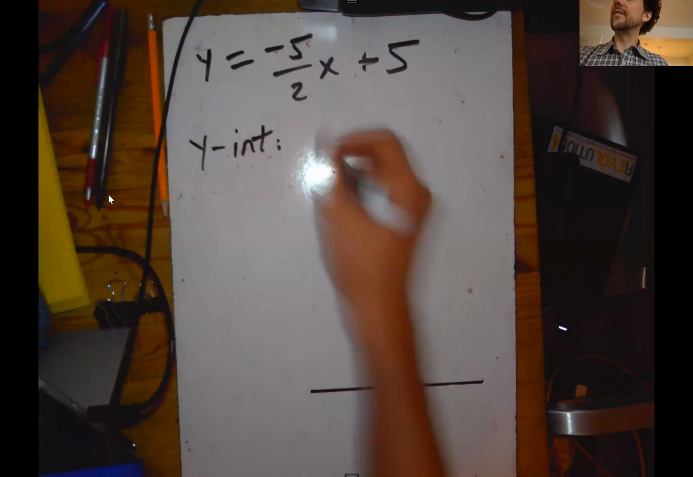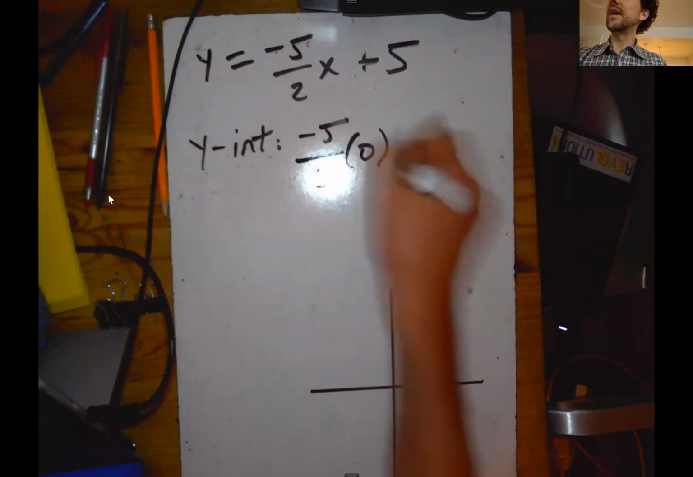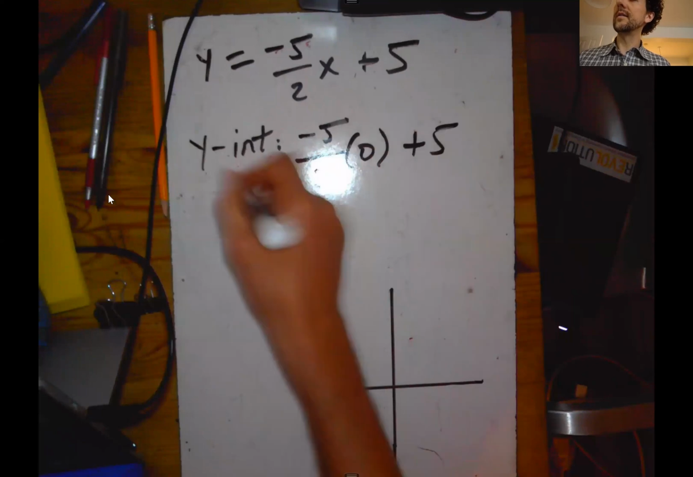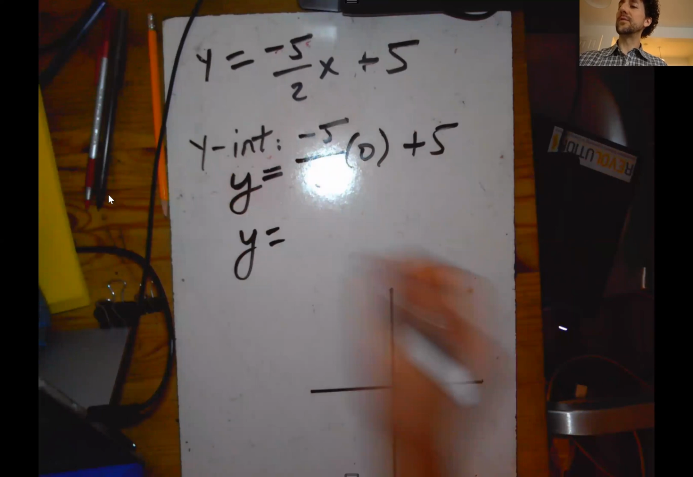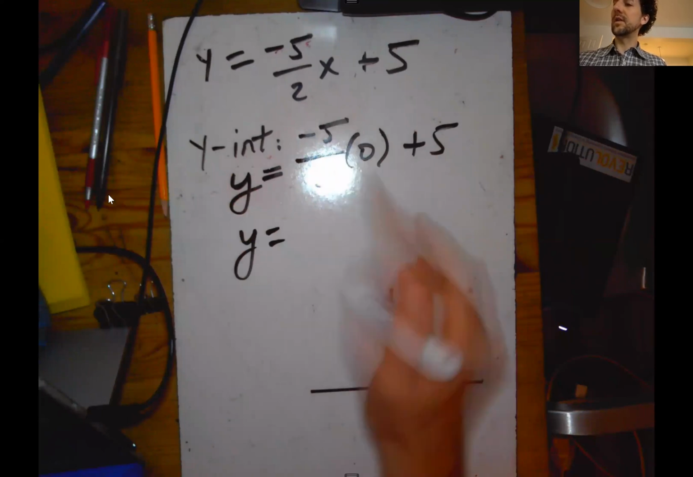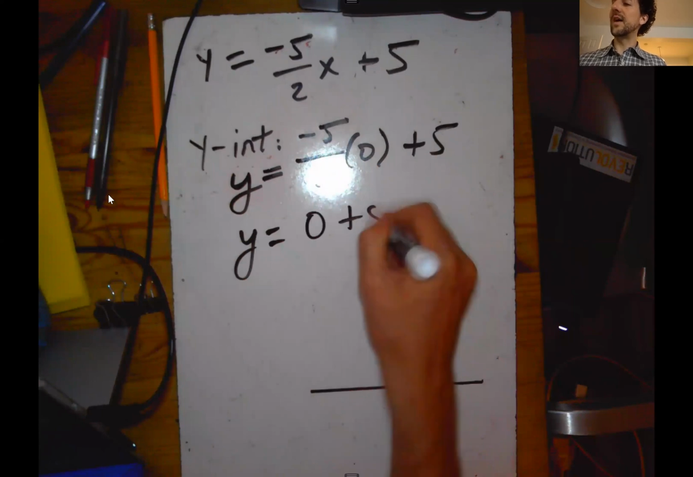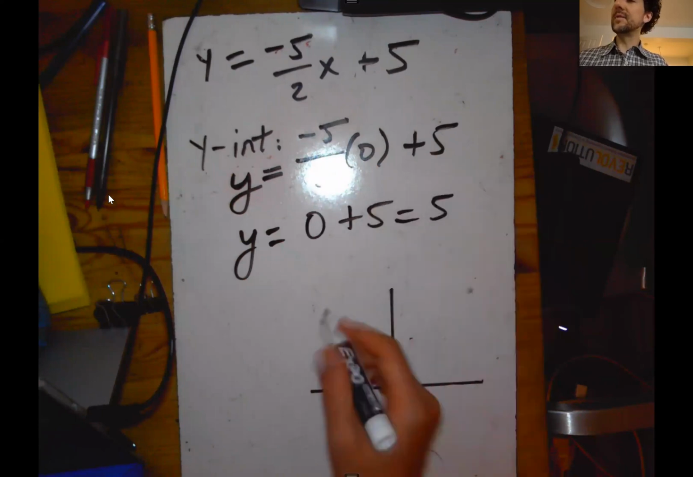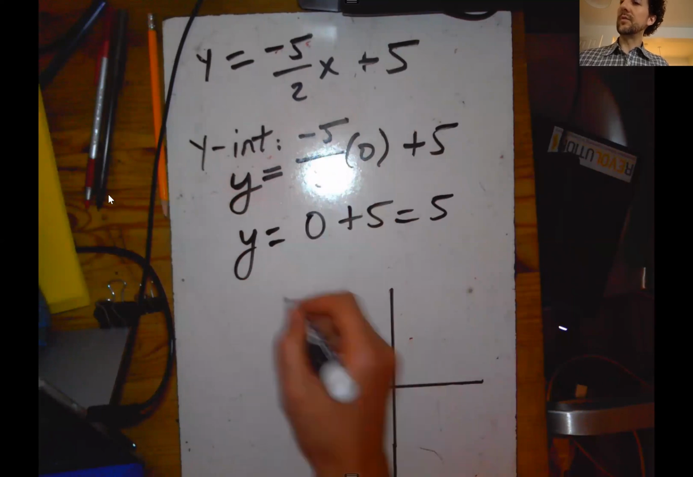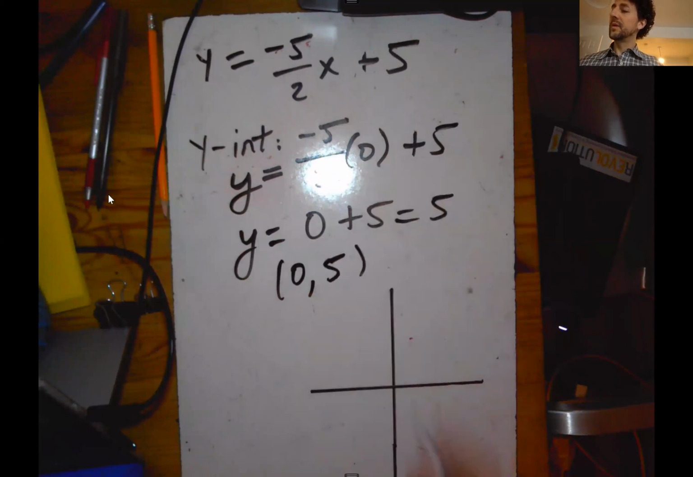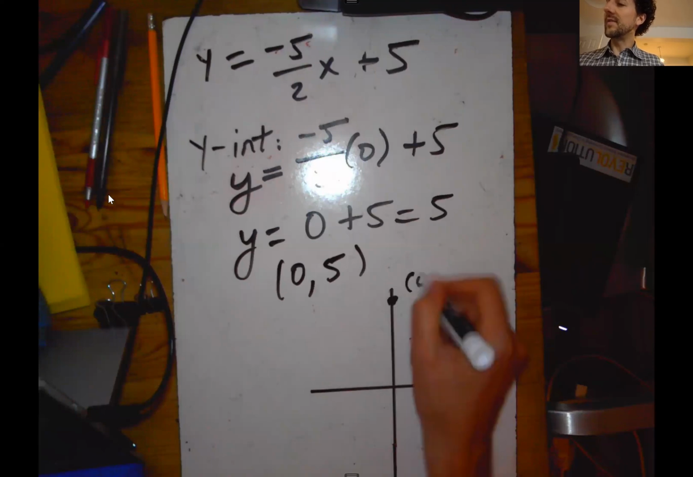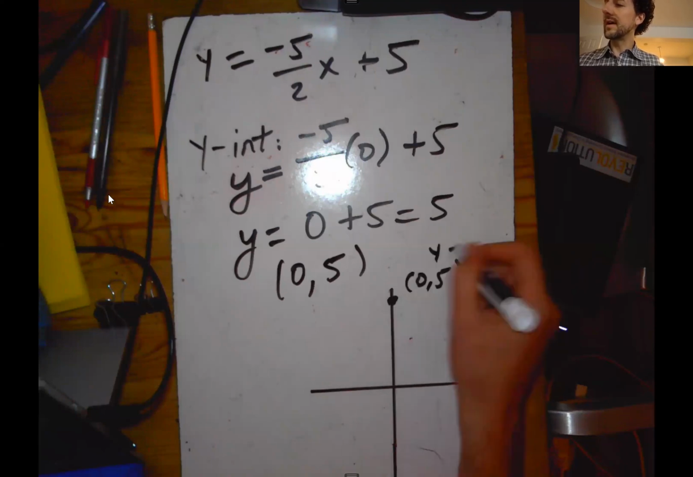So we have -5/2 multiplied by 0 plus 5 equals y. When we simplify this, -5/2 times 0 is 0, plus 5, so y equals 5. So then our y-intercept is x equals 0, y equals 5. On my coordinate plane, I can plot the point (0, 5), and that's the y-intercept, like that.